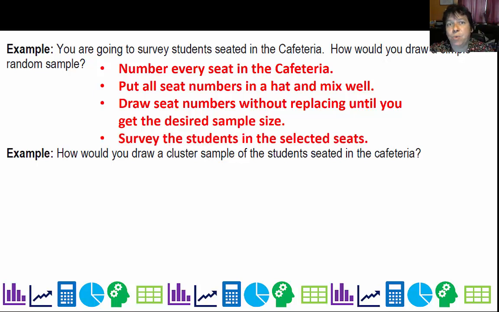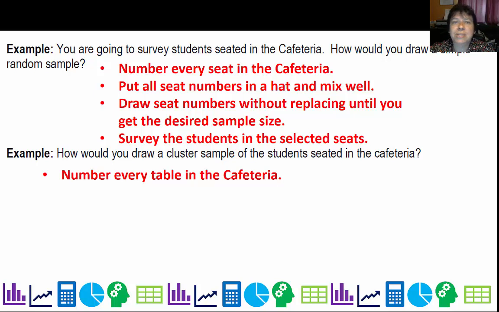Now, I didn't do it that way. Why? Because the seats kind of move around and it's very hard to get a listing. And not only that, the population here would have just been seated students, and I'm okay with that. But it's very difficult because the seats can move around. So, how would you draw a cluster sample in the cafeteria? That's actually what I did. Instead of numbering the seats, the one thing that doesn't move around very well are the tables. So, I numbered the tables, threw them in a hat, mixed it well, and then drew my sample.